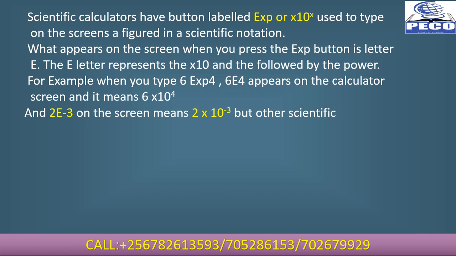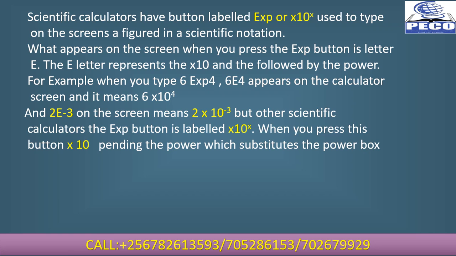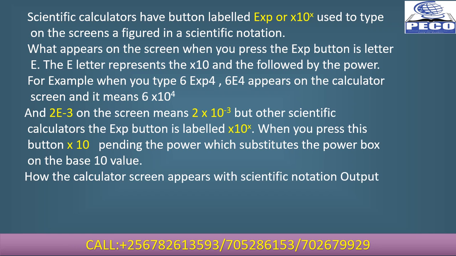2e negative 3 means it is 2 times 10 to the power negative 3. But on other calculators, the EXP key is labeled times 10 to the power x. So when you press this button, it substitutes the power box, on the base 10 value, showing how the calculator screen appears with the scientific notation.